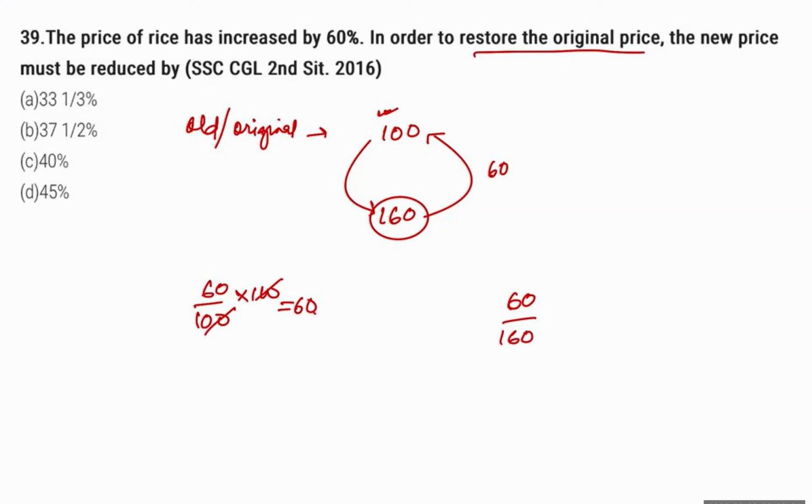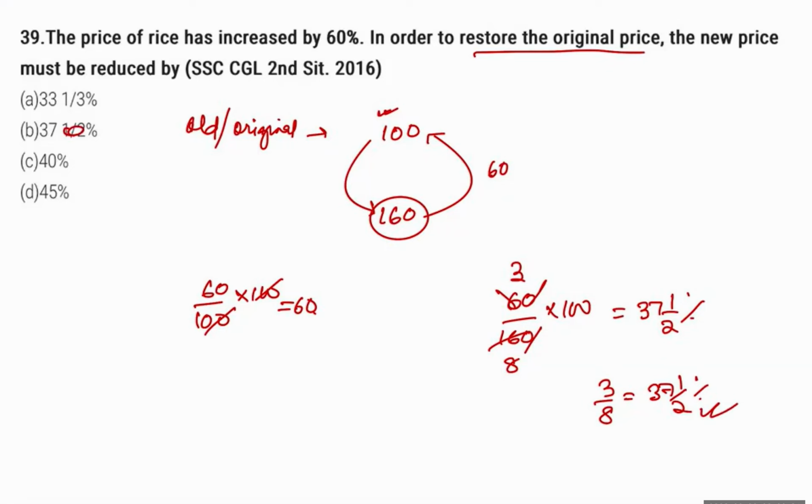So the reduction is 60 out of 160, which is 3 by 8. Into 100%, 3 by 8 as a percentage: 1 by 8 is 12 1 by 2%, so 3 by 8 is 37.5 percentage, that is 37 1 by 2 percentage. It's a fraction.